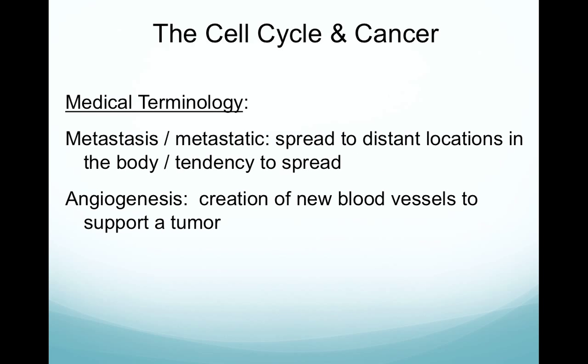Metastasis, or metastatic, involves the spread of a cancer to distant locations in the body, or the tendency of it to spread. Angiogenesis is the creation of new blood vessels to support a tumor. So if you see angiogenesis with a tumor, that is a sign of aggression of malignant tumors, because they are more likely to have spread in the bloodstream if they have a good blood supply.